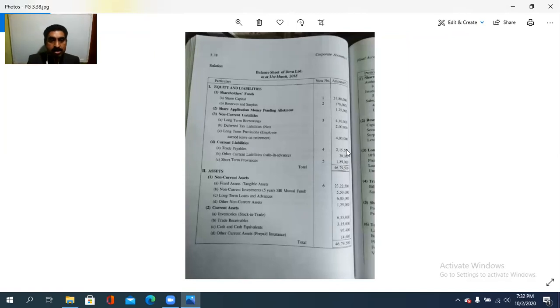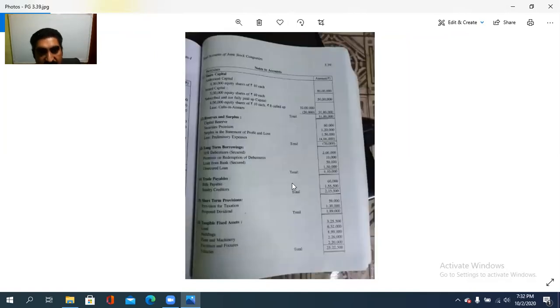Next is one more portion, current liability. Under that, trade payables. The trade payables, how much is the amount, we will check. Bills payable and sundry creditors, you are already aware what is coming in trade payables. Bills payable is there.